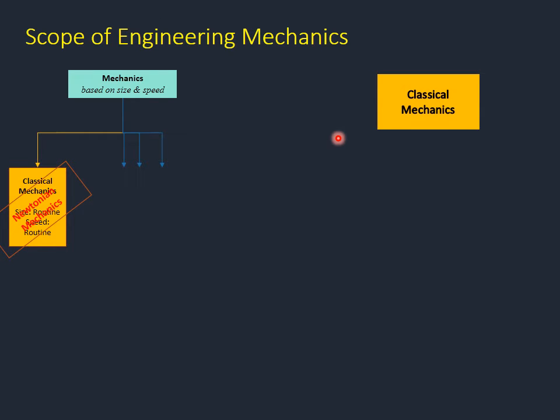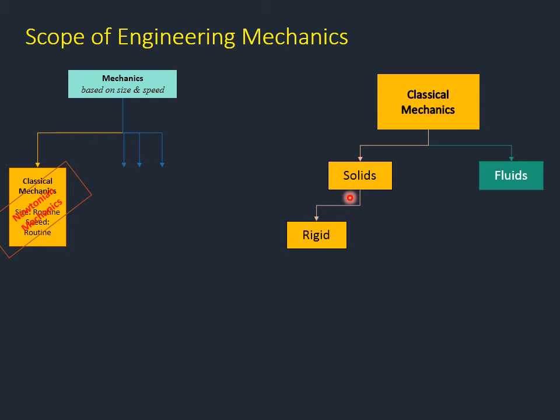The next subdivision of classical mechanics is into solids and fluids. The branch of classical mechanics that deals with liquids or gases, collectively known as fluids, is known as fluid mechanics or mechanics of fluids. The solids are further subclassified into solid objects that are rigid and solid objects that are deformable.